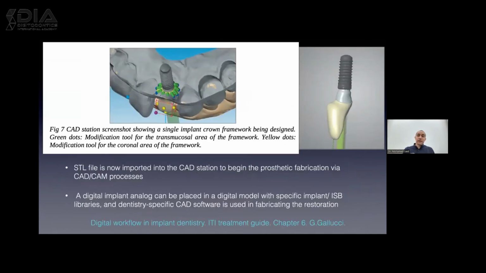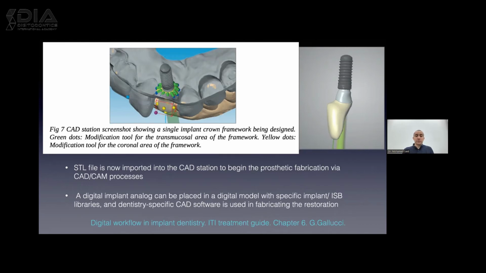So after scanning the scan body in place and moving this data into a CAD station for designing, we will move the STL file into a CAD station to begin the prosthetic fabrication by using the CAD software. The digital implant analog can be placed, as we can see here in this image. So after scanning and moving the data into a planning software, the software has some library depending on the implant type and the intraoral scan body. So it will figure out which type of scan body you have been scanning. And then from the library, you can select the type of the implant, and it's going to locate or position the virtual implant in place.